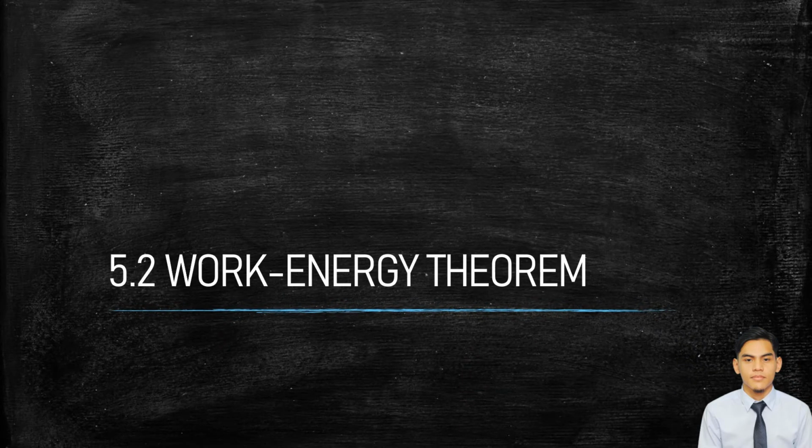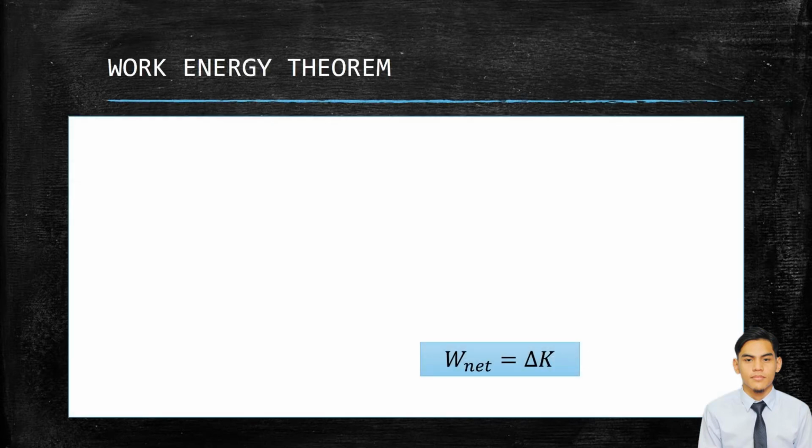Okay, so topic 5, there is subtopic 5.2, which is work energy theorem. So the general equation for the work energy theorem is W net equals delta K, which is net work equals the change of kinetic energy. So the change of kinetic energy is final kinetic energy minus initial kinetic energy. So how do we get this equation?